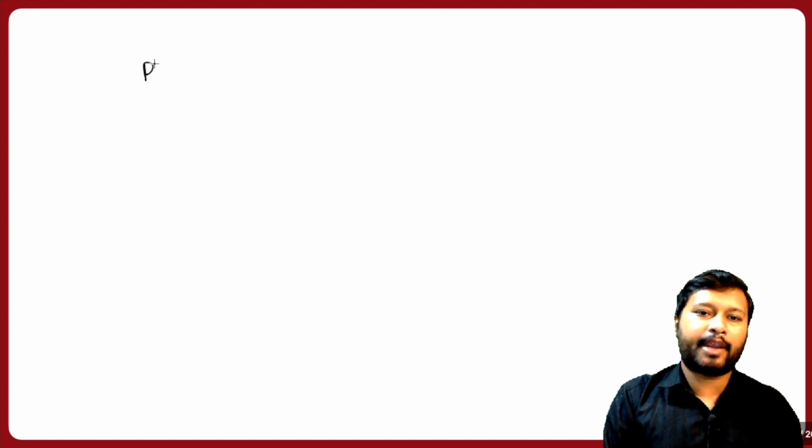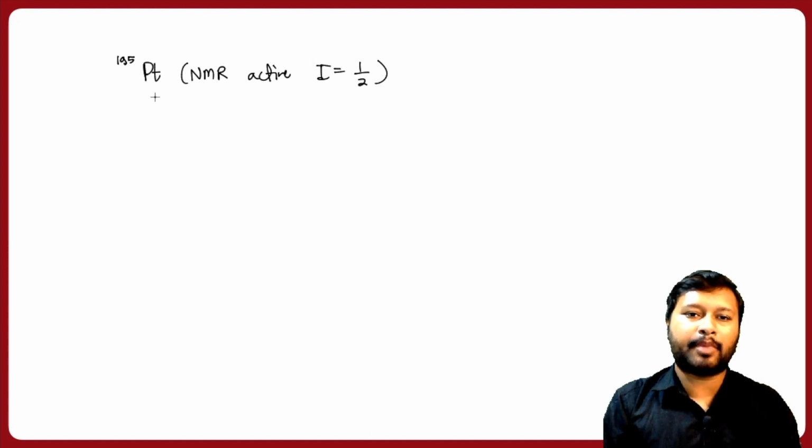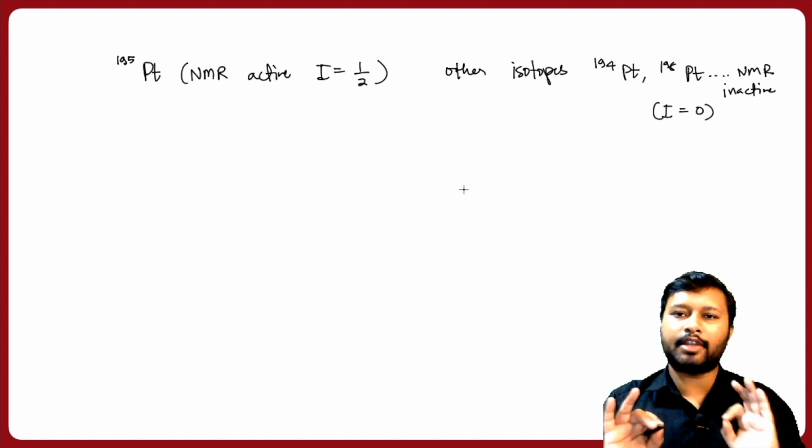Let's say we have platinum. Platinum has many isotopes. One is 195, which is NMR active, and it has an I value of 1/2. This is one of the platinum isotopes, and the other isotopes of platinum, which are 194 platinum, 198 platinum, and many others, are all NMR inactive. If they are NMR inactive, that means the I value for them is 0. That's what you have to understand.